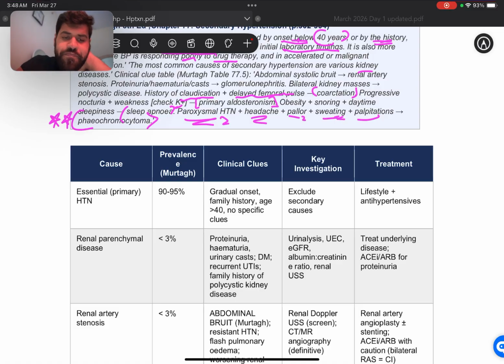All right. Now, essential hypertension, which is also primary hypertension, is 90 to 95% of cases. Gradual onset, family history, age more than 40 with no specific clues. And then investigation, you have to exclude secondary causes. And treatment is lifestyle. So lifestyle is always going to come first, and then we have antihypertensives.